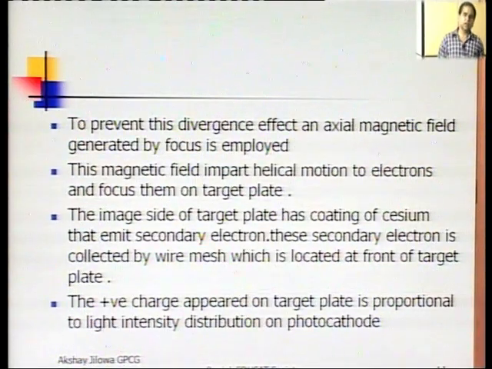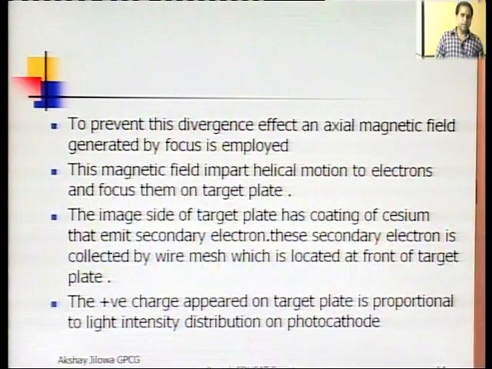To prevent this divergence effect, an axial magnetic field generated by a focus coil is employed. This is called focusing. So, all the electrons are made to travel in their own line, linearly, so that they do not interfere with each other or repel each other. They cannot attract, obviously, because they are similarly charged particles. So, the only chance is that they can repel each other. That is ensured not to happen, and they strike the target screen as such. This magnetic field imparts helical motion to electrons and focuses them on the target plate.